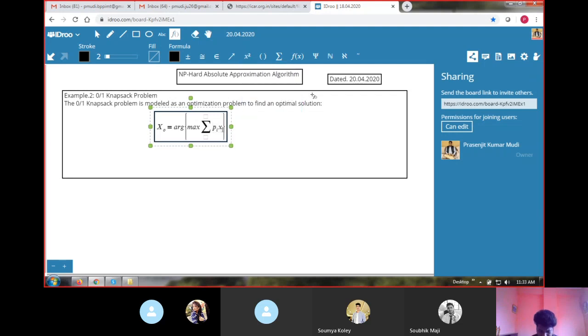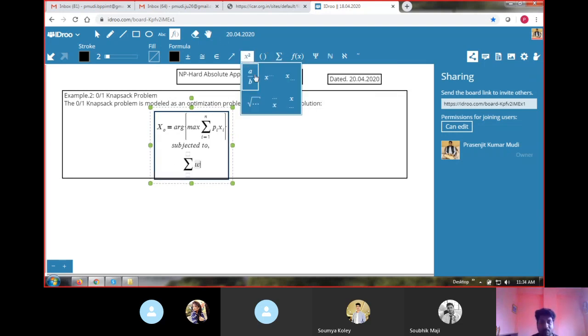Notations are standard, so I am not mentioning much of them. You know what is Pi, Xi, etc. The summation is over i equal to 1 to n, subject to the summation over Wi Xi, i equal to 1 to n, being less than or equal to M. M is the capacity of the knapsack.